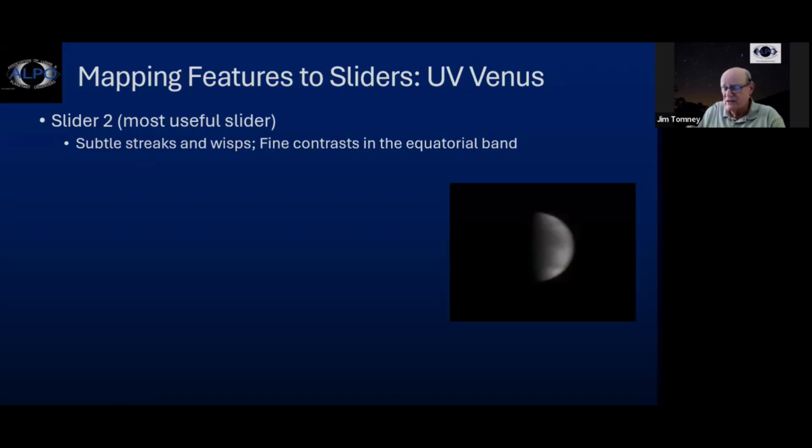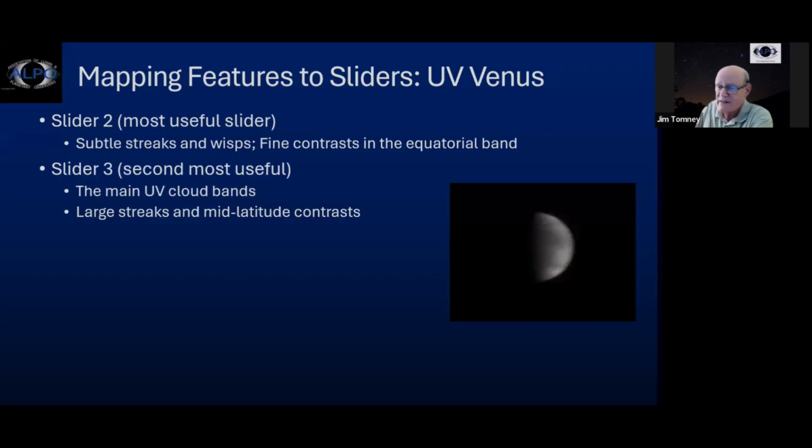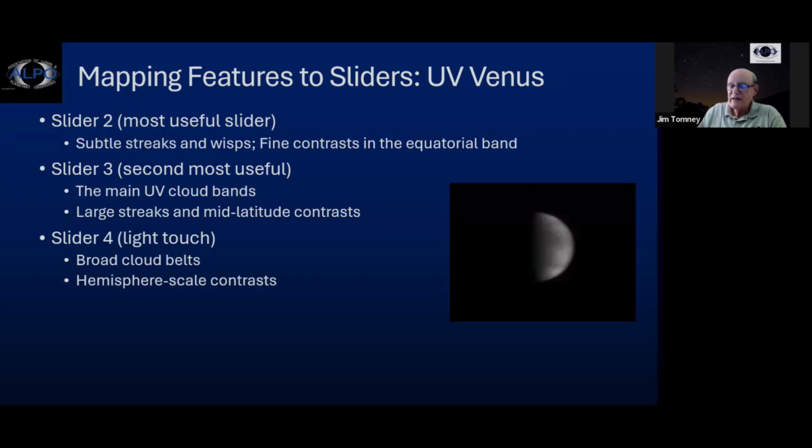And you're going to also have to take care of the noise, to be careful that you're not accentuating the noise too much. Slider 3 is probably the second most useful. It provides the main ultraviolet cloud bands and large streaks across the mid-latitude. Slider 4 would be a very, very light touch, broad cloud belts and kind of hemisphere scale contrast.